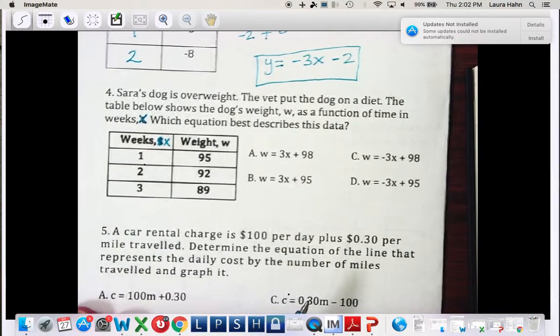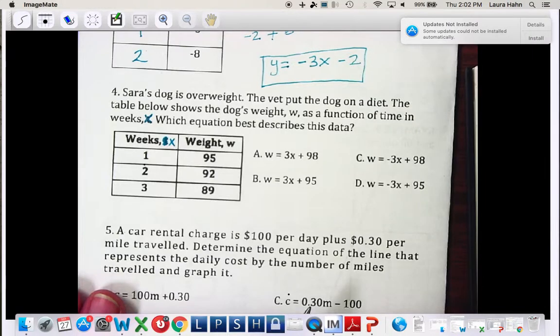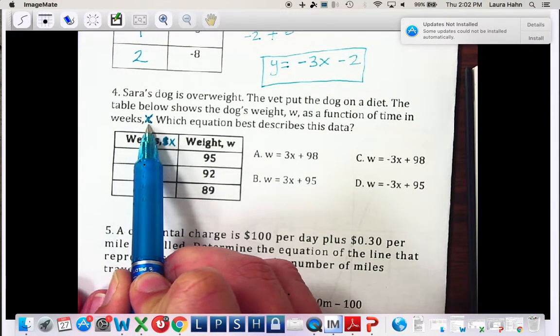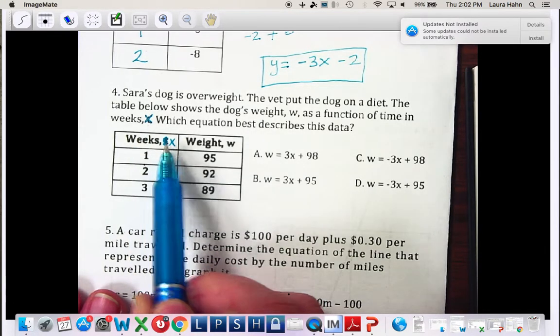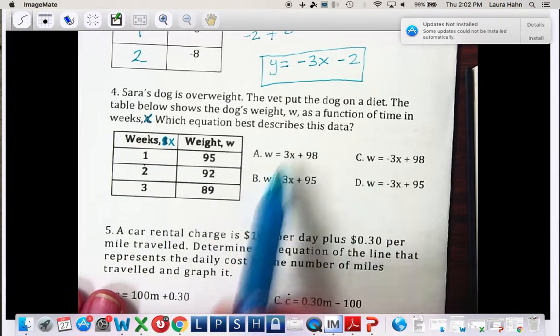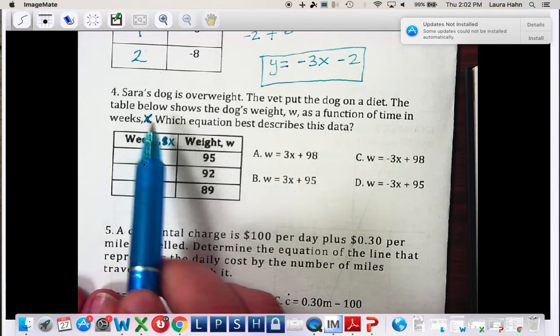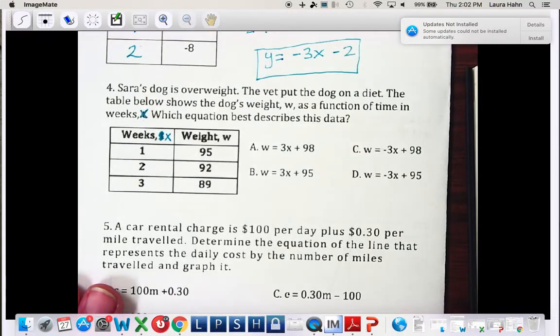Okay, I made a mistake on this one, guys, and I printed copies before. So right here on the problem it says weeks t. I want you to change t to x and change t right here to x as well, because if you notice in your equation there is no t's. So change both of those to x's.